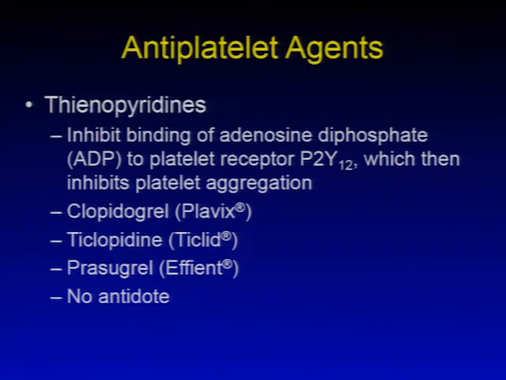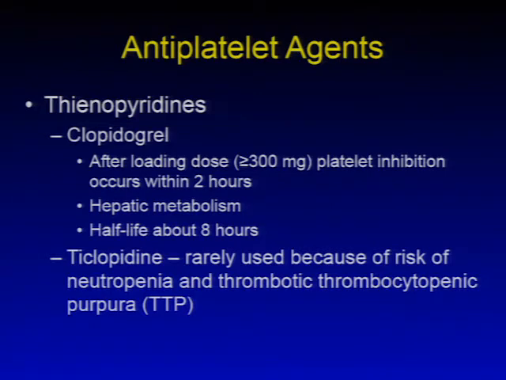Another class of antiplatelet agents, the thienopyridines, inhibit binding of adenosine diphosphate, ADP, to the platelet receptor P2Y12, which then inhibits platelet aggregation. So these are the ADP receptor antagonists. Used in the United States are clopidogrel or Plavix, ticlopidine or Ticlid, and prasugrel or Effient. There is no antidote for these agents.